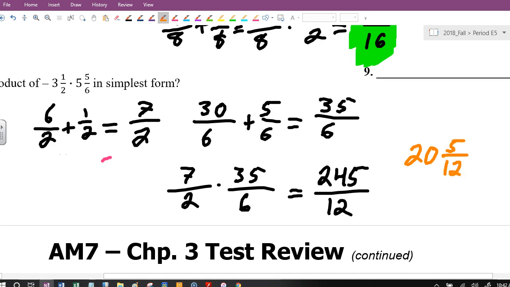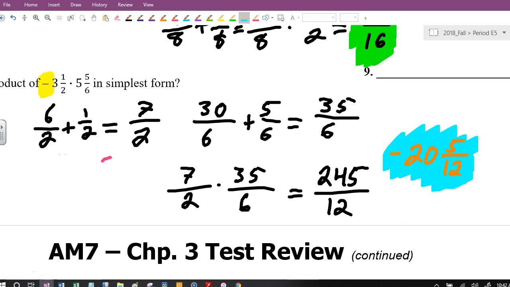Okay, 20 and 5/12. Did anybody else get that answer? Yay! Wait, negative. Oh, yeah. Don't forget about this negative sign. Excellent. So orange, negative. All right. And we agree with other people's answer as well. Let's give her a hand.